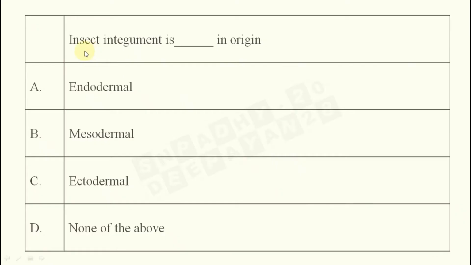You see, this insect integument is what in origin? Generally, three kinds of origins are there: one is ectodermal, outside; mesodermal, middle; endodermal, inside. So this insect integument is of ectodermal origin. The answer will be ectodermal in origin.